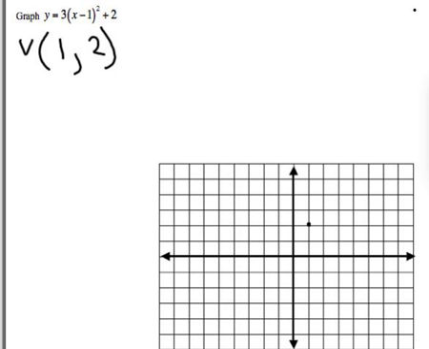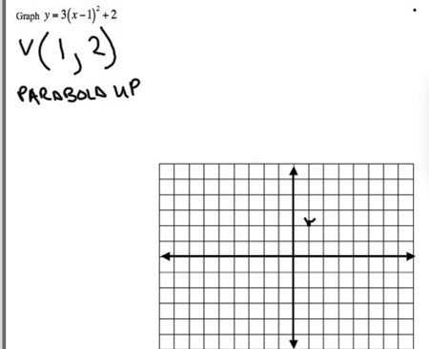Okay, next step is, is the parabola going up or is it going down? Well, in this example, since we have a 3 in front of the x minus 1 and it's positive, we know that the parabola is going up. So what I usually do is I just put little lines on where my vertex is, showing that I know it's going up. I don't know exactly where it's going to hit yet, but we know that it's going up.